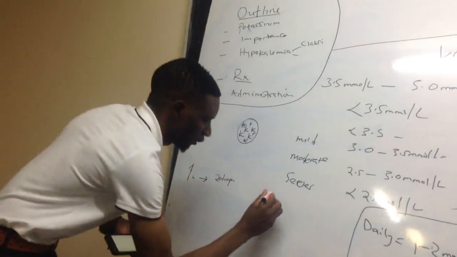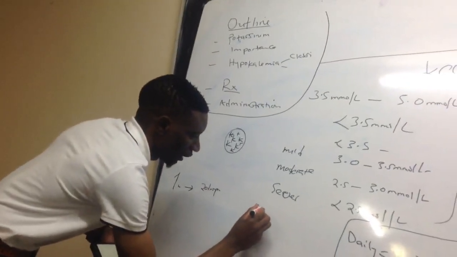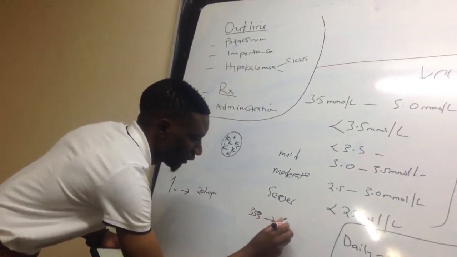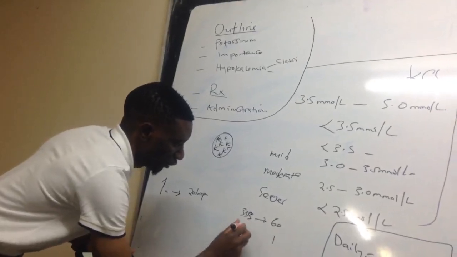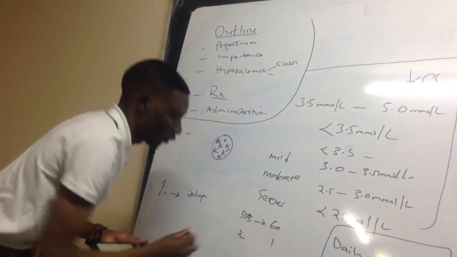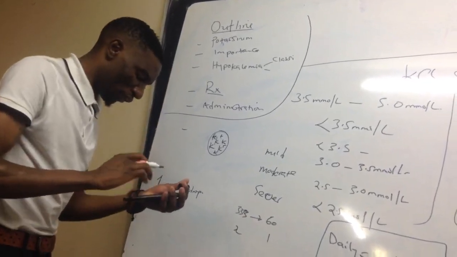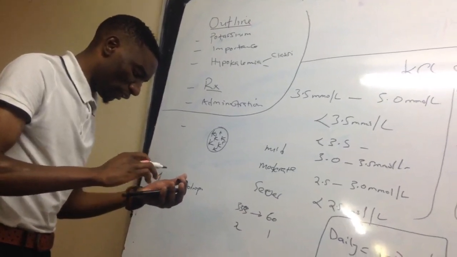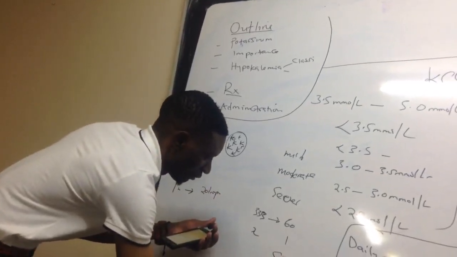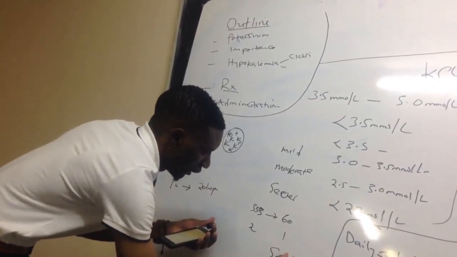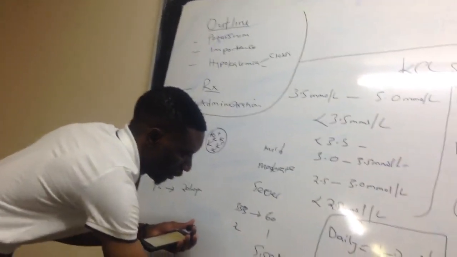So you basically say 333 is equal to 60 minutes. What about if we are giving it in 1 minute? You simply divide, so 333 divided by 60. This is the same as 5.55 mL per 1 minute.